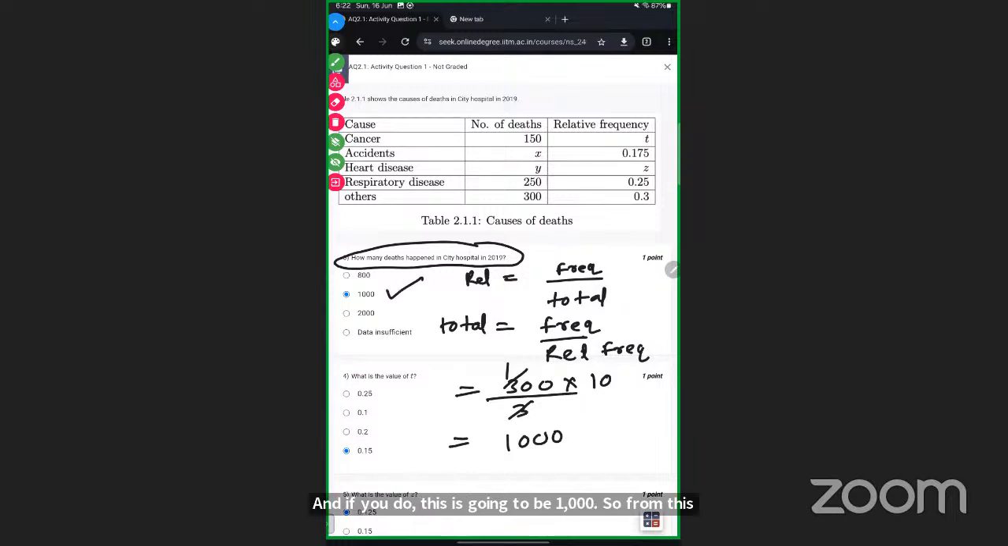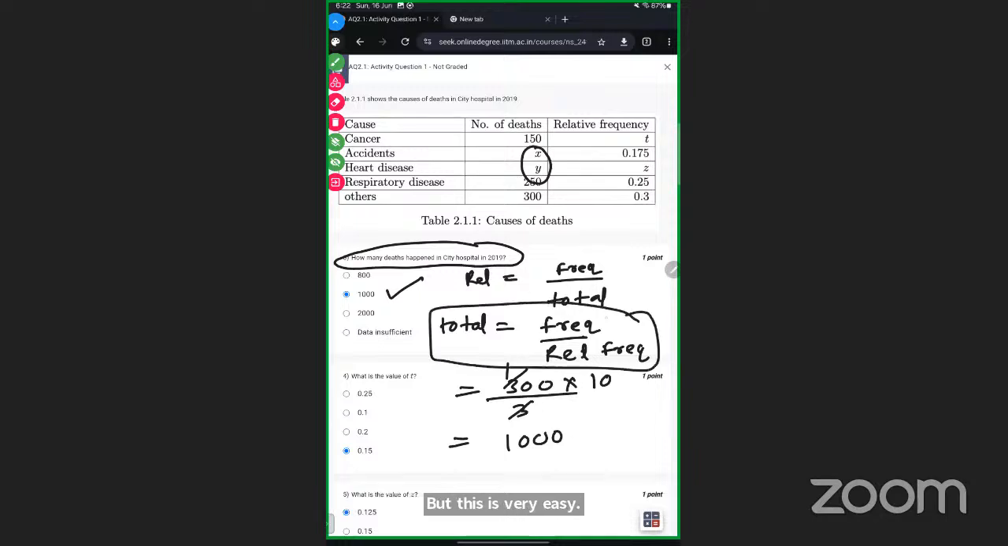Sir, we have to find from the total now, the number of deaths, to add all these numbers of deaths. Yes, you can do that. You can find x and y and add them up and find it, but this is a much easier way. From this formula you can find it.